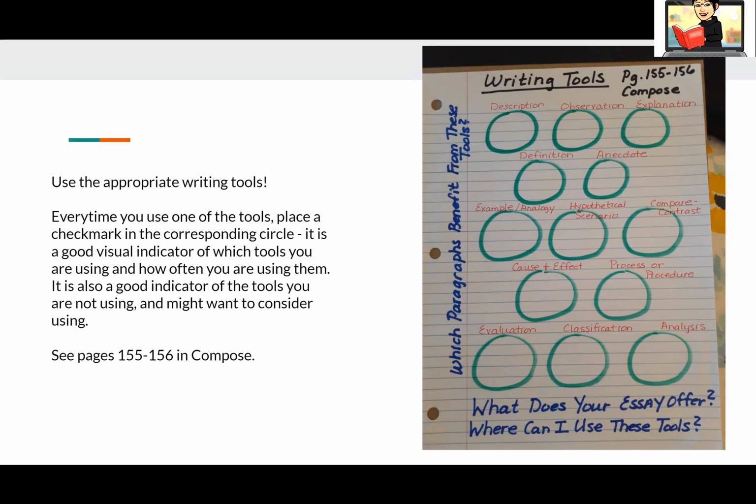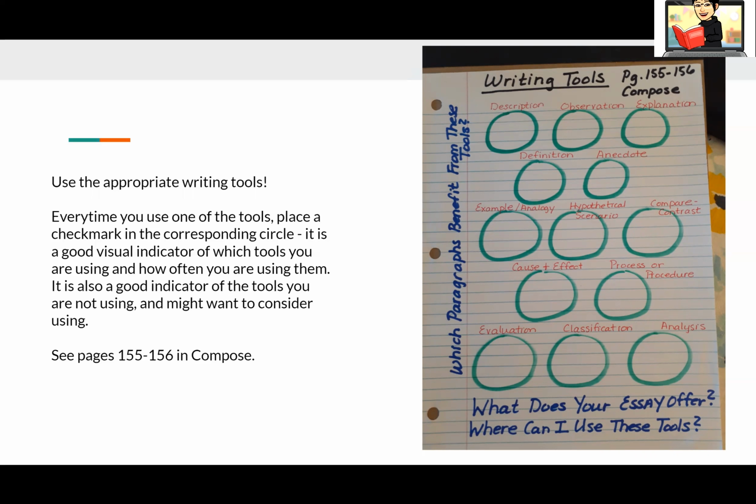All right, make sure that you use the appropriate writing tools. I've offered here 13 tools, and if you have the book Compose for your class, it can be located on page 155 to 156. It offers a definition of all of these 13 tools. And I create little circles, and every time I use one of these writing tools in a paragraph, I check it off. Right? It's a good visual indicator of which writing tools I use and how often I use them. And then it's also a good indicator, if I put check marks in the little circles, of the tools that I don't use and that I might think about using more often, right?